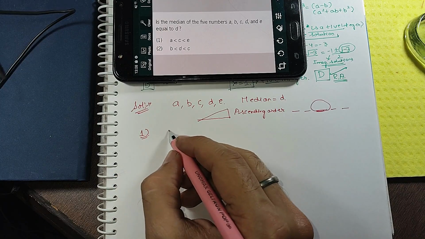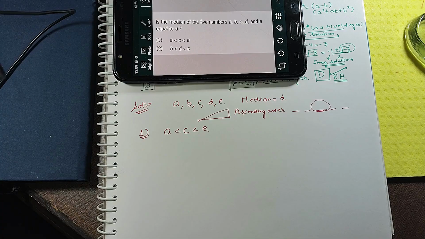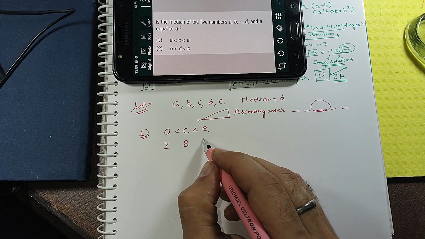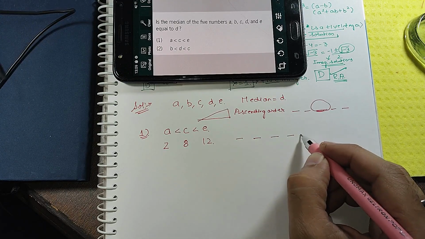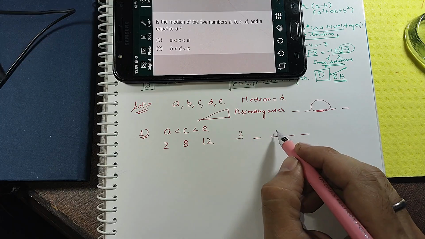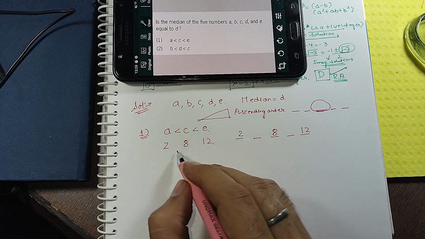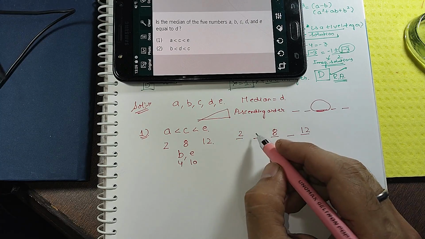Statement 1 says that A is less than C is less than E. So we'll assign some values to this. Let us suppose A is 2, C is 8 and E is 12. So we can arrange this as 1, 2, 3, 4, 5 positions. Now we can give the values for B and D. Let us suppose B is 4 and D is 10.